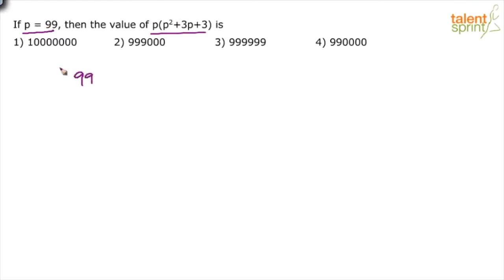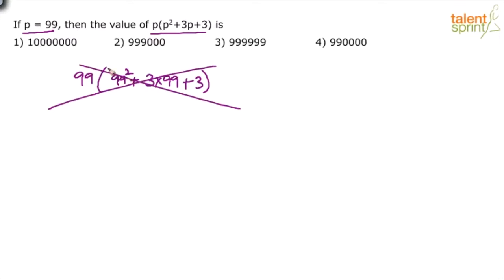So what happens? P into P squared plus 3P, that is 99 squared plus 3 into 99 plus 3. But doing this would take a lot of time. 99 squared is easy, 9801, you can say without putting pen on paper, in 2 to 3 seconds. 3 into 99 is also very easy, 297. Then 297 plus 3 is 300. 300 plus 9,801 is equal to 10,101, into 99.